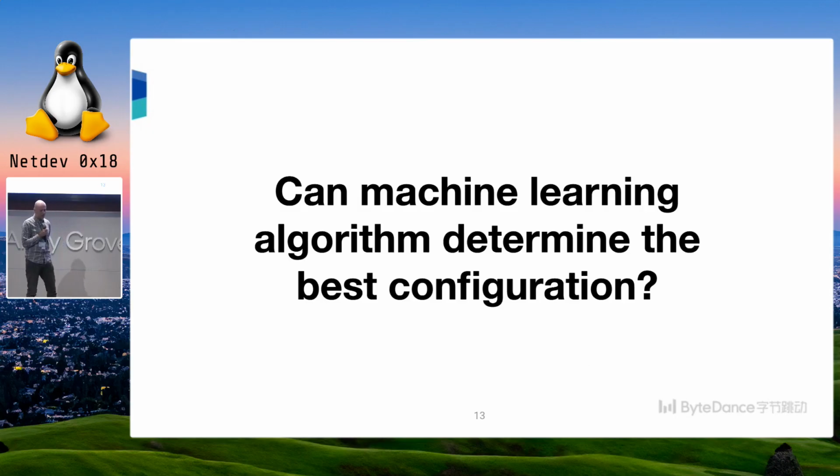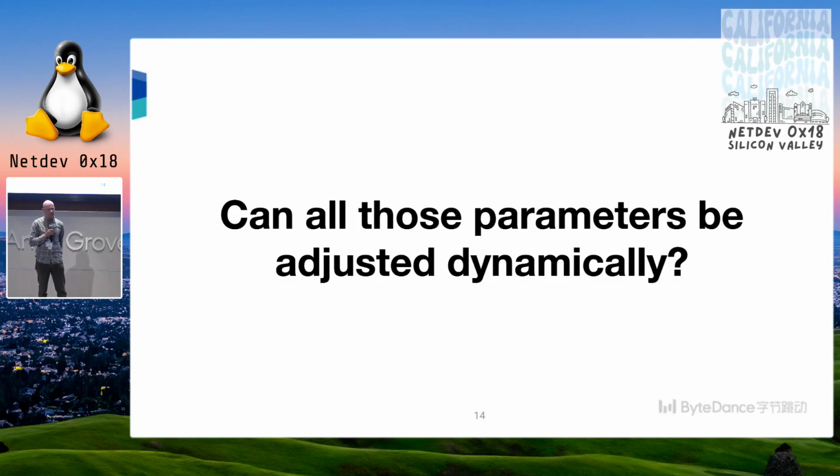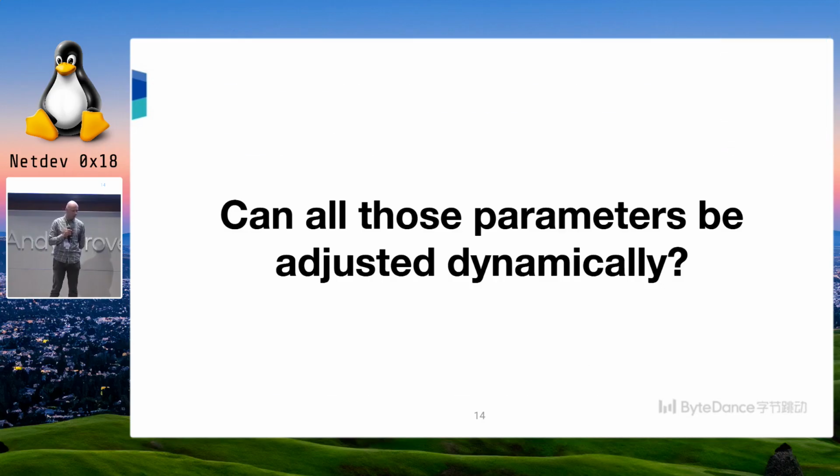So that's the most important question. Can a machine learning algorithm determine the best configuration for all of those operating system parameters? And the follow-up question is, can those parameters be adjusted dynamically? As I showed you in the picture of the proxy, you can come up with one configuration today for one client, but what happens when later another client comes that needs a different configuration? Being able to change those parameters dynamically, that's a lot of value there.